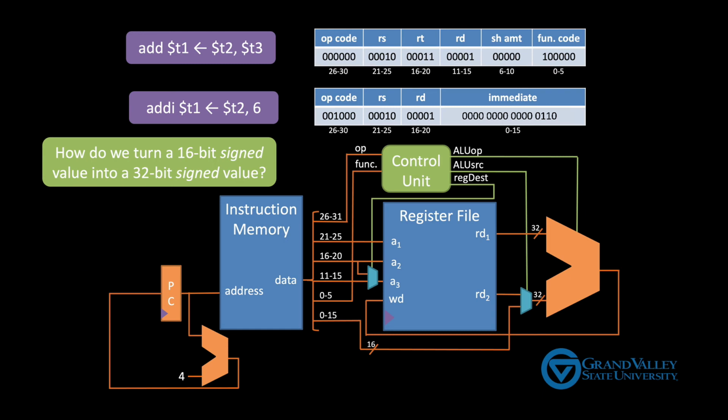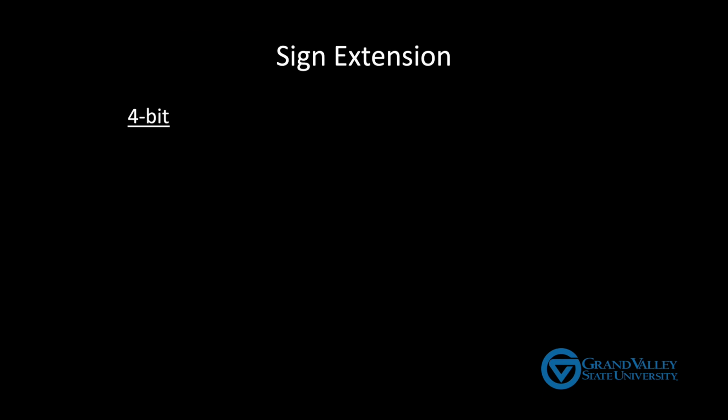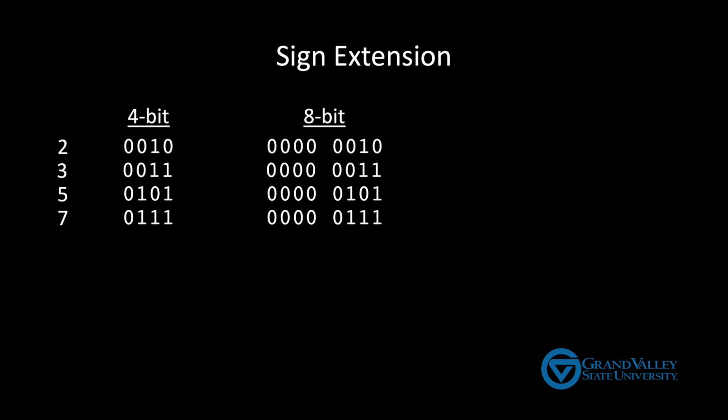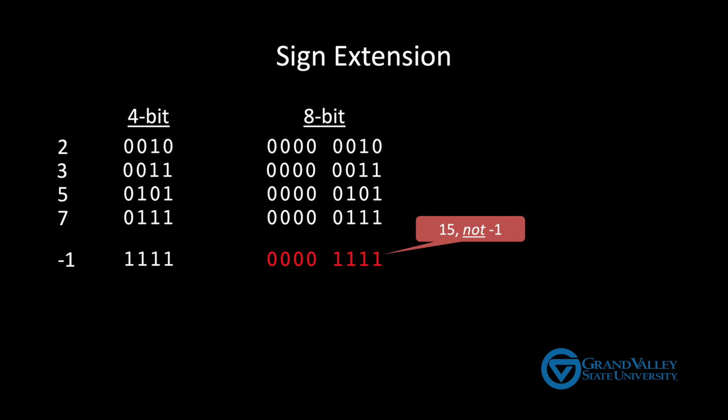To keep things simple, let's use some smaller numbers. For example, let's think about how we can turn a 4-bit signed value into an 8-bit signed value. Let's start with 2. 2 as a 4-bit number is 0010. To extend it to an 8-bit number, we just add leading zeros. This, of course, works for any positive number, just like we can add leading zeros to any base 10 number. But now consider -1. Adding leading zeros doesn't work because the result ends up as 15, not -1.